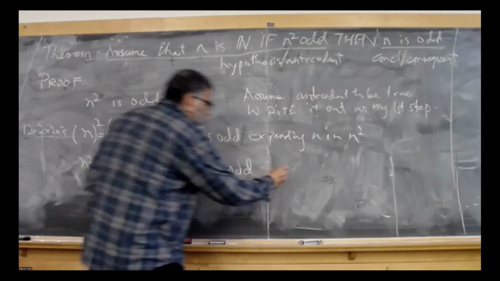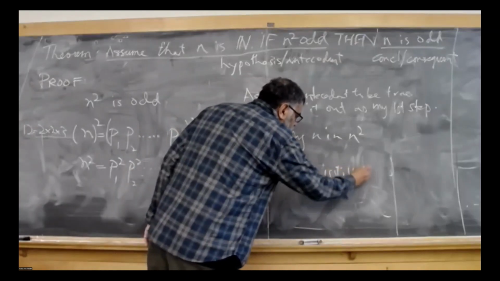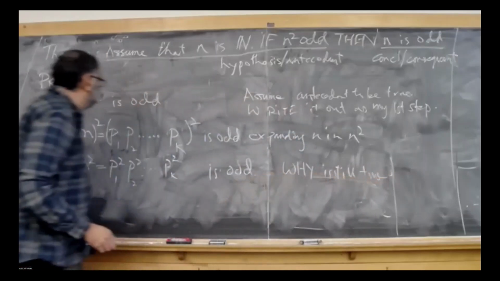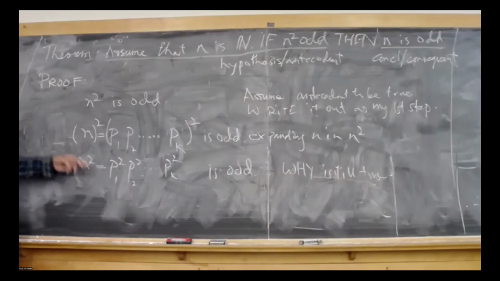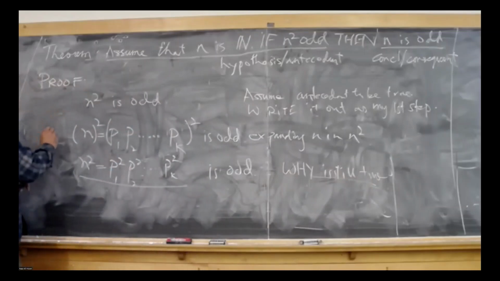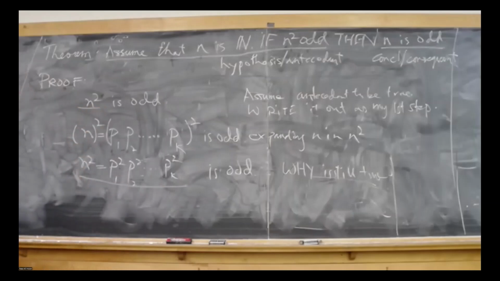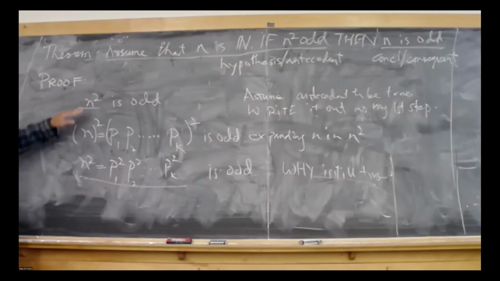Why is this still true? If this is assumed to be true, then this thing is what? What's the difference? Why is this line the same as this? Well, both are odd, but also just this bit here. This is basically the same as this. Yes.